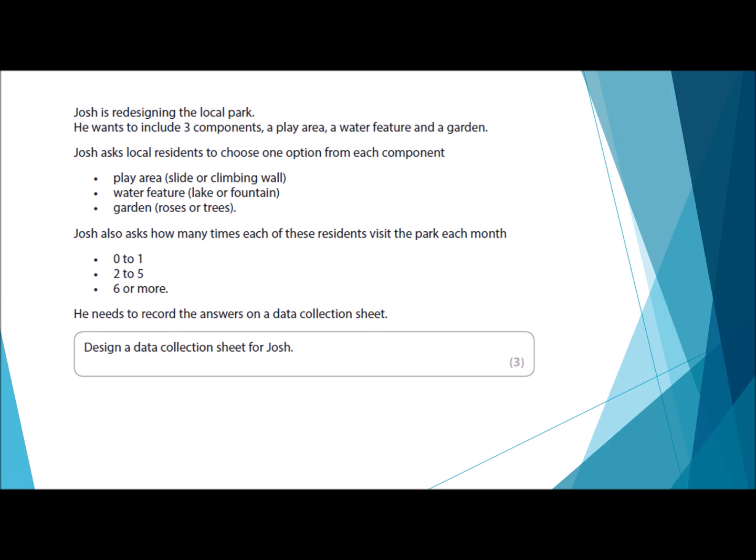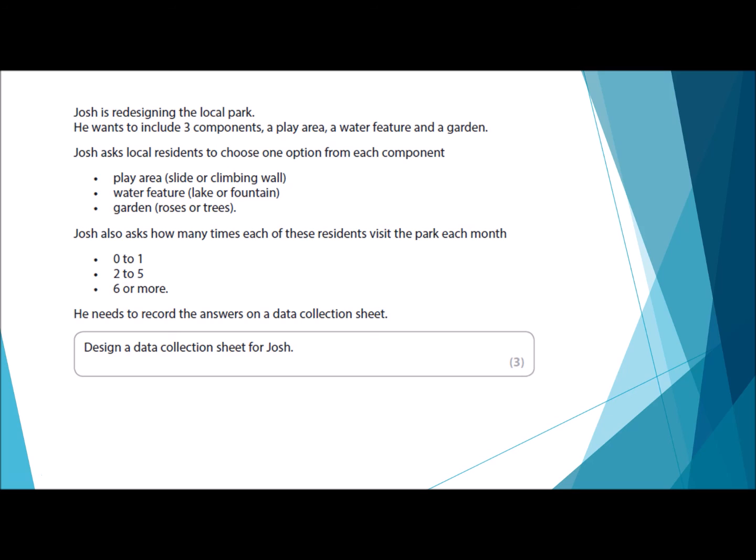So, see an example. If you want to have a go at this one straight away, you can, but we'll also see what it should look like. So Josh is redesigning the local park. He wants to include a play area, a water feature, and a garden. And then for each of those, they need to choose an option. So in the play area, you can either have a slide or a climbing wall. For the water feature, you can have a lake or a fountain. In the garden, you can have roses or trees.